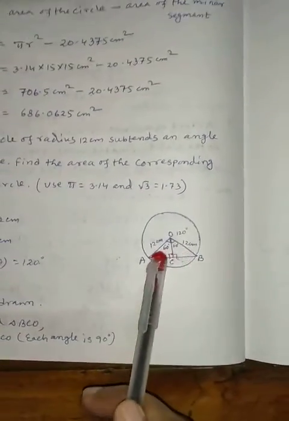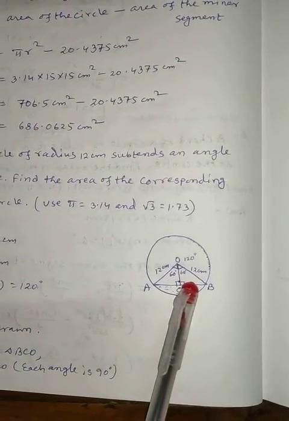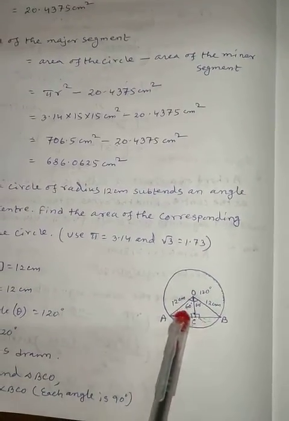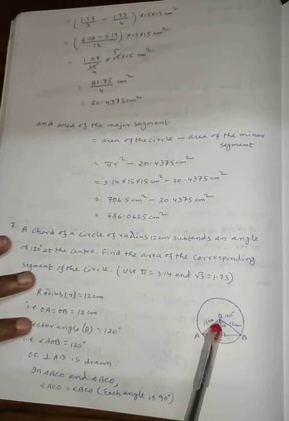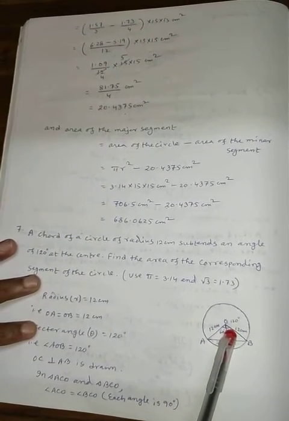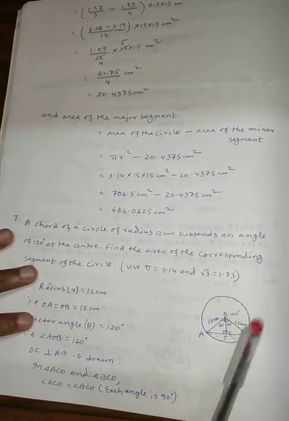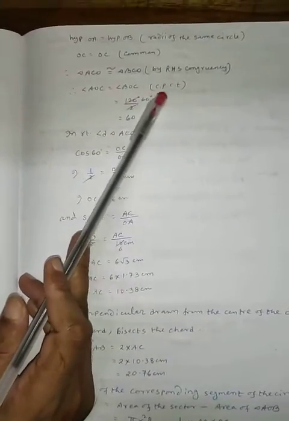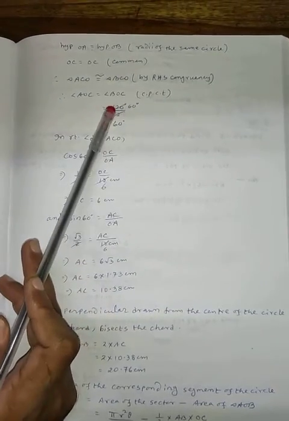I made both the triangles congruent by RHS congruency because the 90 degree angle matches, the hypotenuse also matches, and this side is common. If both the triangles are congruent, then angle AOC and angle BOC are equal. If both are equal, and the whole angle is 120, then half will be 60. That I wrote here: angle AOC is equal to angle BOC by CPCT, corresponding parts of congruent triangles are congruent. 120 by 2.